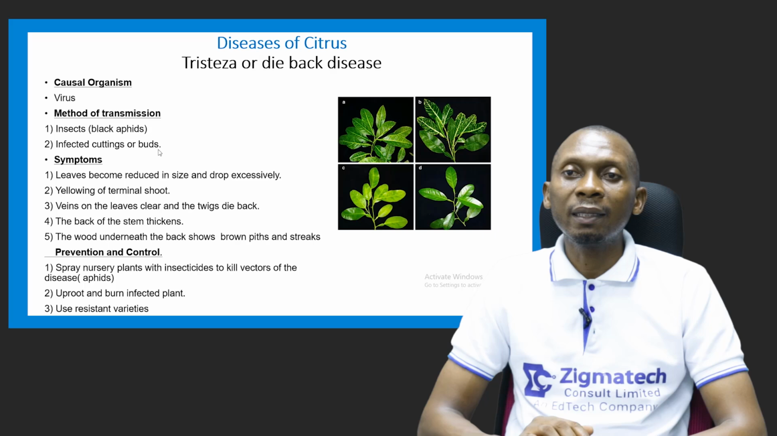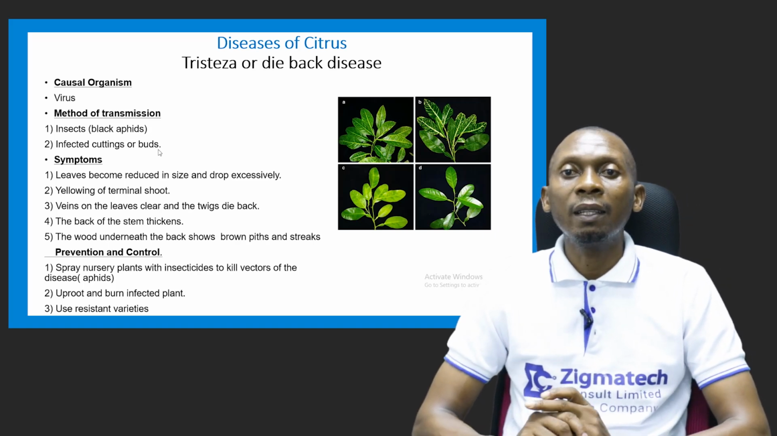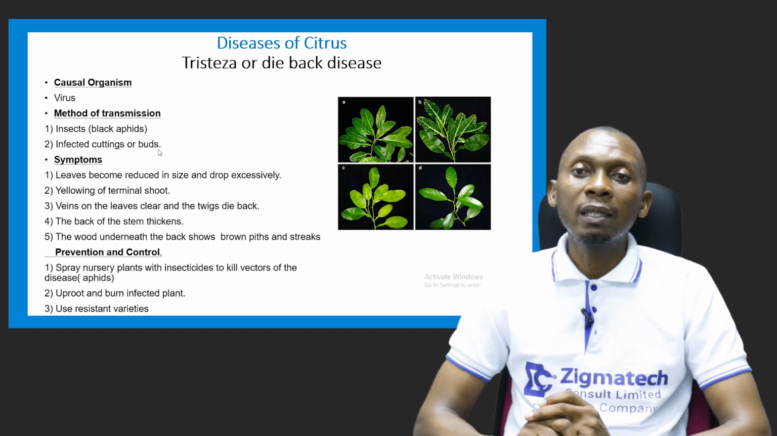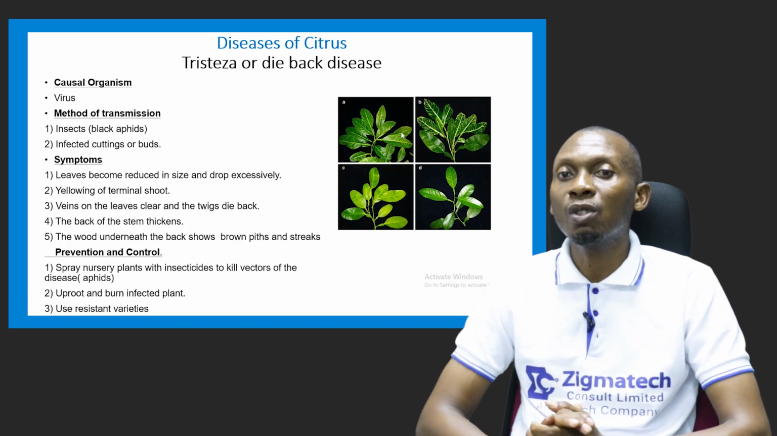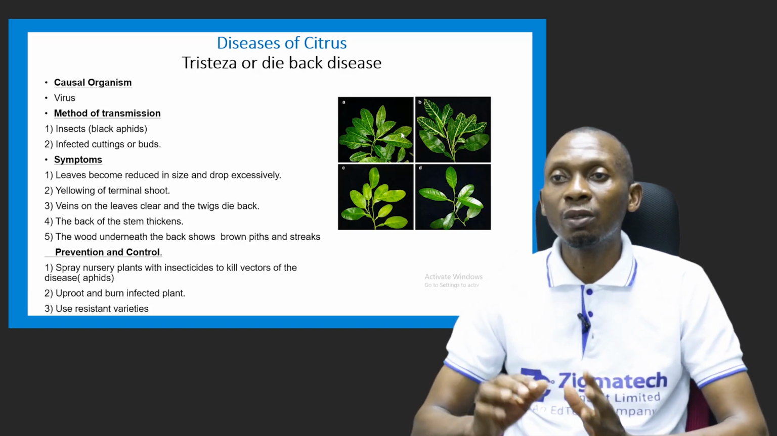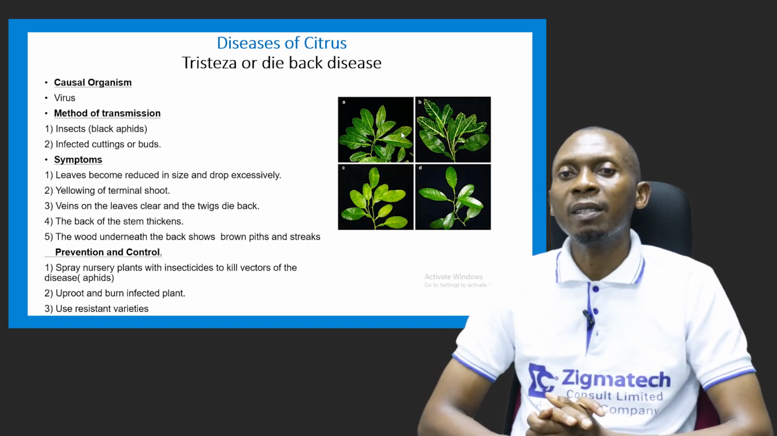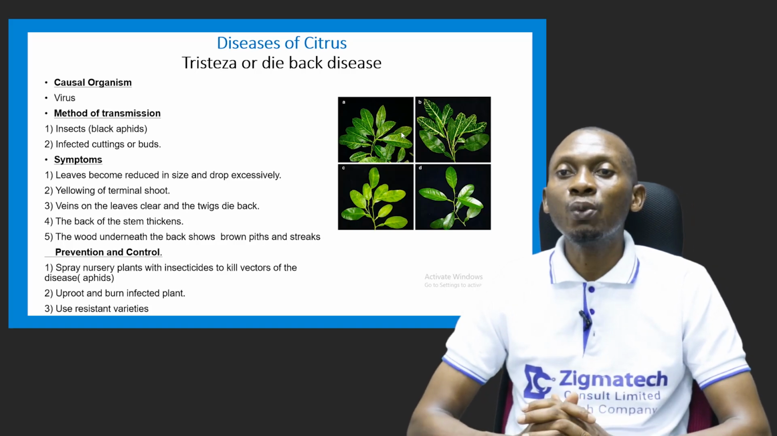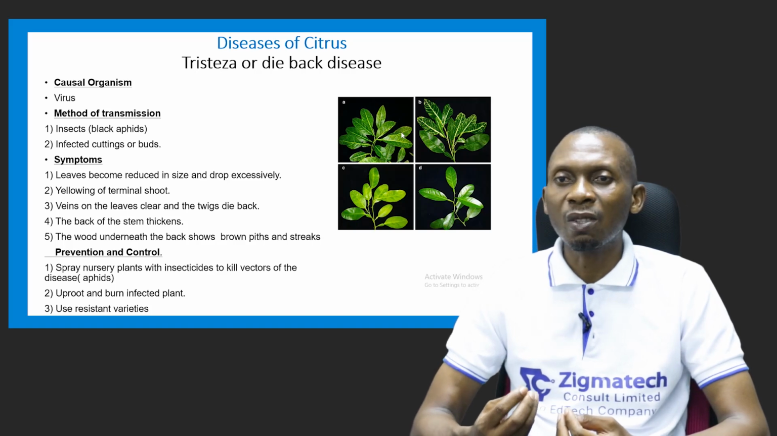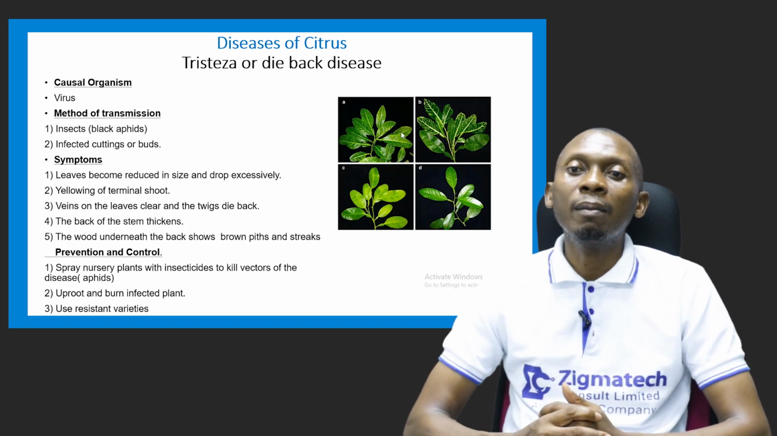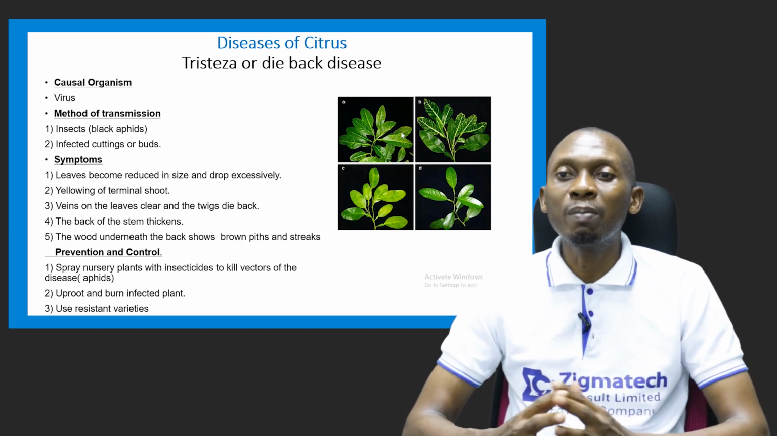Tristeza or dieback disease is a viral disease, and it's transmitted by insects, black aphids precisely, and by infected cuttings or buds. The symptoms here are that the leaves become reduced in size and drop excessively. There will also be yellowing of terminal shoots, that is, shoots at the tip growing at the top of the plant. Then the veins on the leaves will clear, and the twigs will die back. Twigs are like young branches. Then the bark of the stem will thicken, and the wood underneath the bark will show brown pits and streaks.